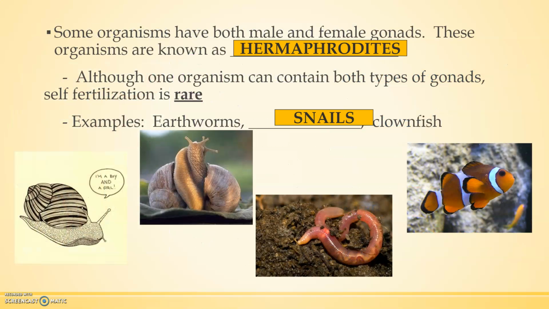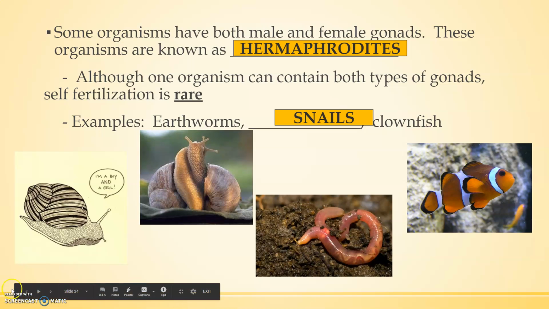Some organisms have both male and female gonads, and these organisms are known as hermaphrodites. Although one organism can contain both types of gonads, self-fertilization is extremely rare. Some examples of hermaphroditic animals would be earthworms, snails, and clownfish.